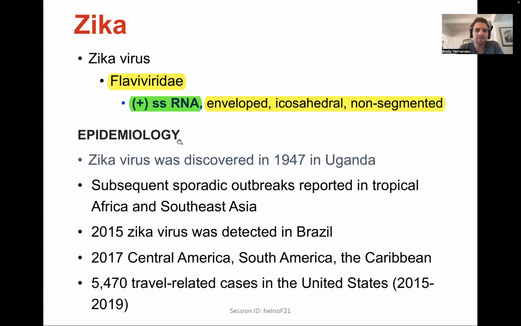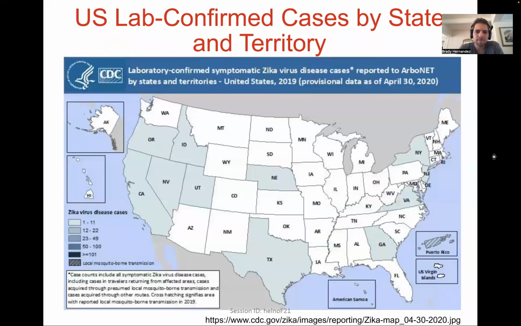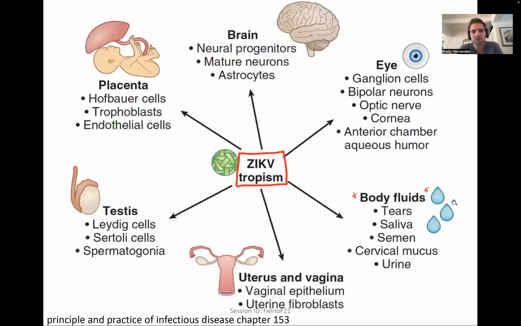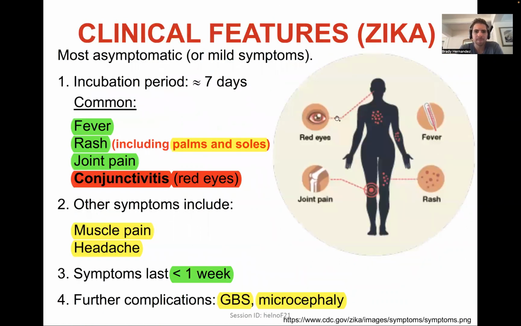Zika, not as bad, but was very virulent back in the day. Again, same positive sense single-stranded RNA. Mosquito, you can get it many different ways, as you can see here, which is why it was so prevalent. If anything for Zika, I would say this would be testable. Body fluids, look at that: tears, saliva, everywhere. And you can also get vertical transmission as well.